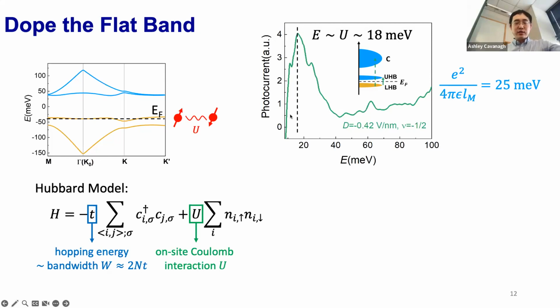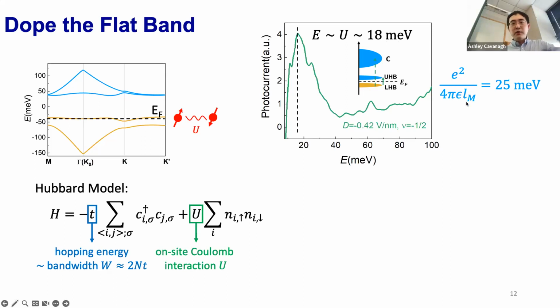So we think this is aligned with a picture that electron correlation splits the valence band into two halves, and you can make optical transition across that gap. And that's what this peak is. If you believe that, this peak position tells you roughly the energy scale of the Coulomb repulsion.